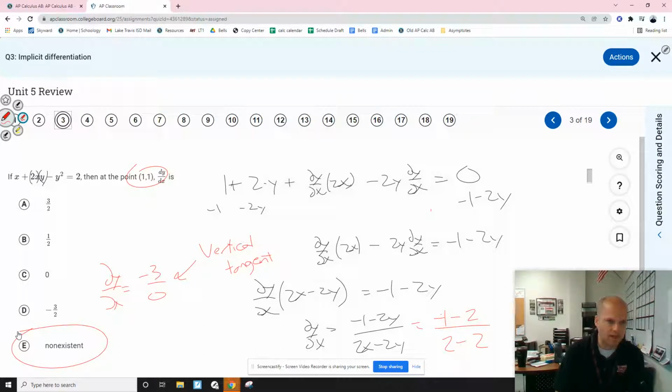I'm going to make sure I got this correct. Yep. If I plugged in 1, 1 now, I would have 3 plus 2 dy/dx minus 2 dy/dx, which is 0 dy/dx's. So, yes. Doesn't exist at this point. Vertical tangent.